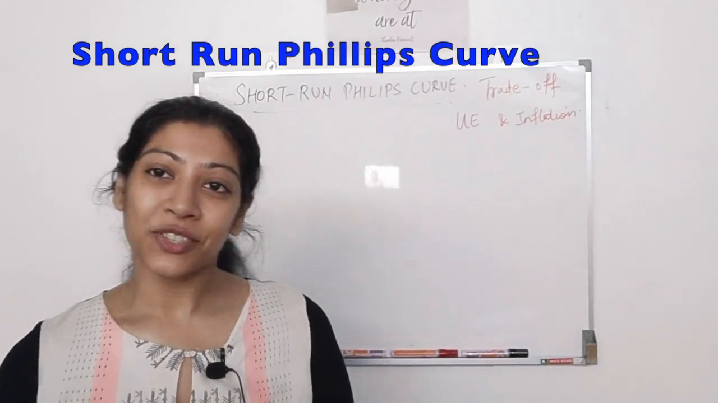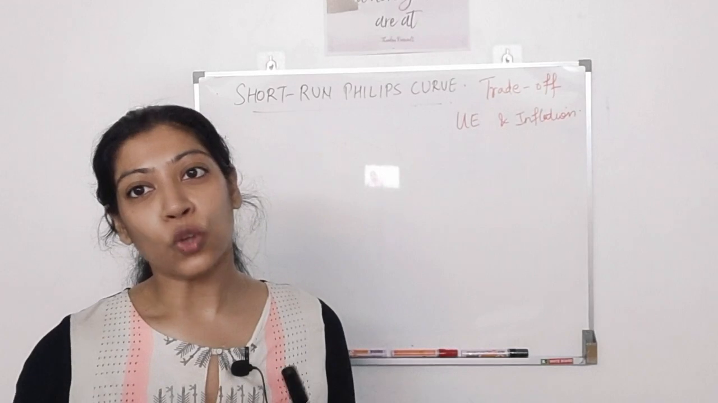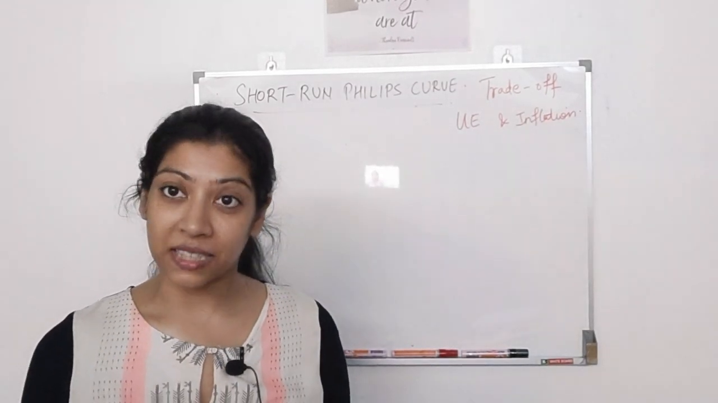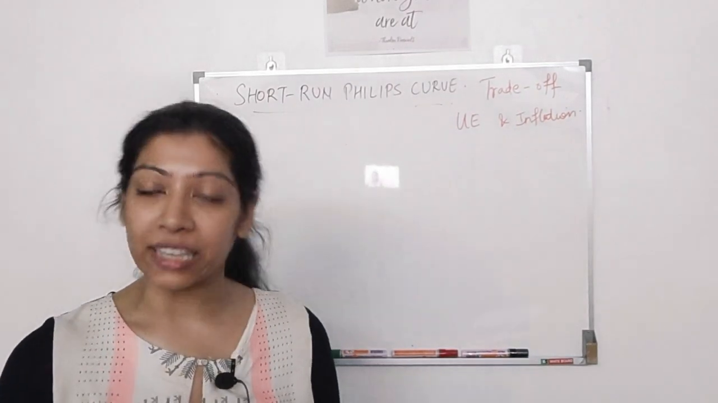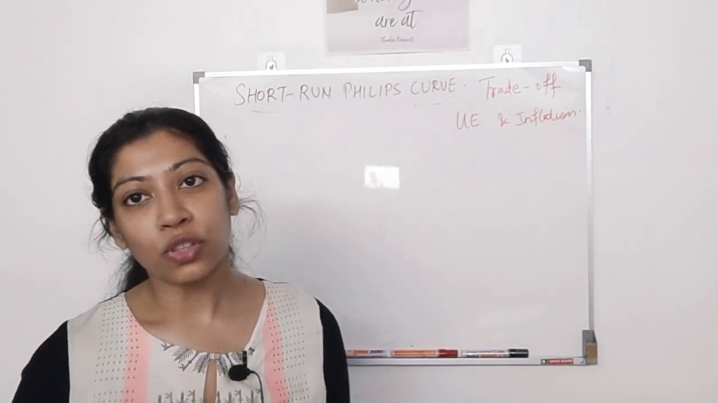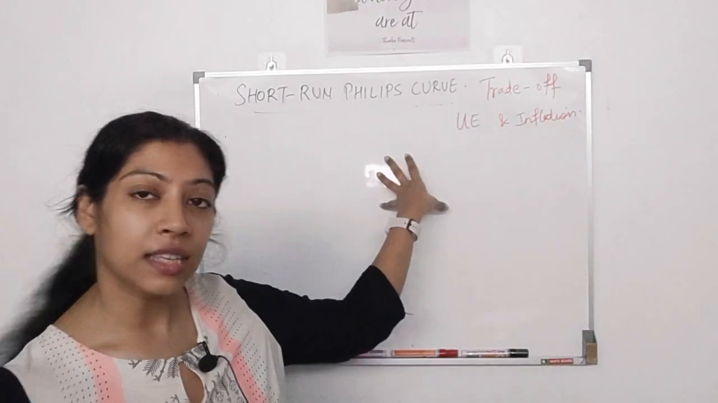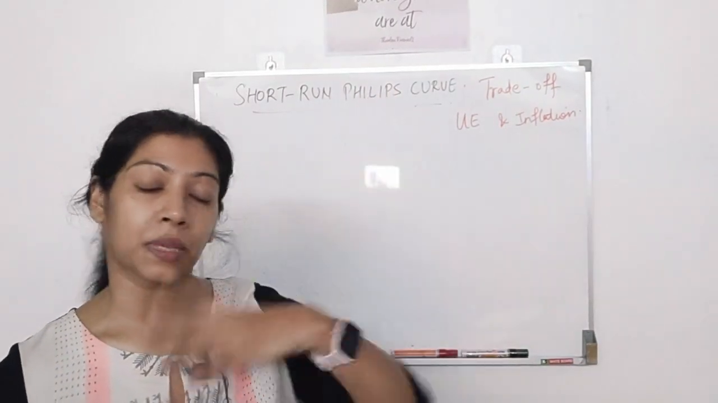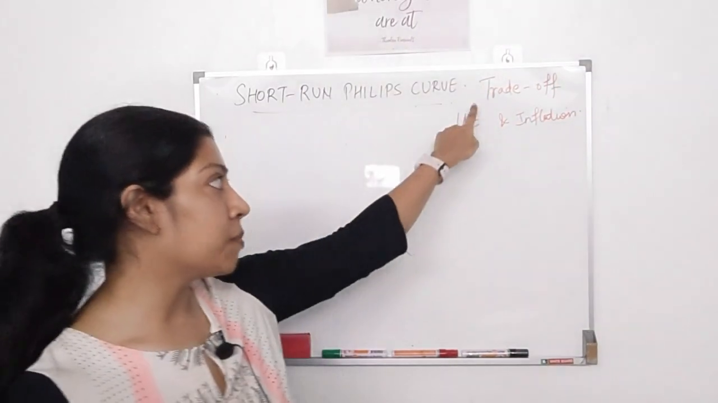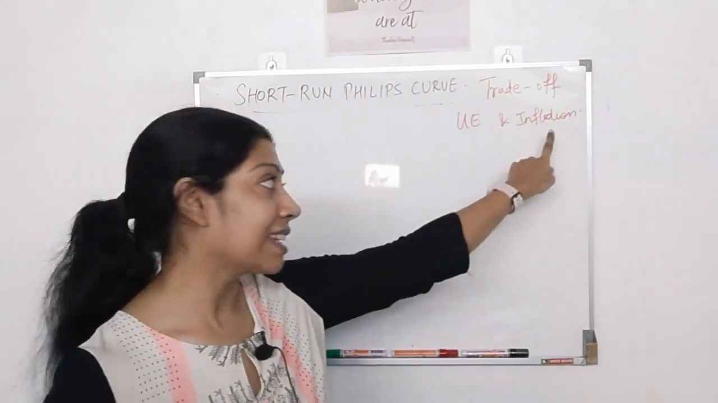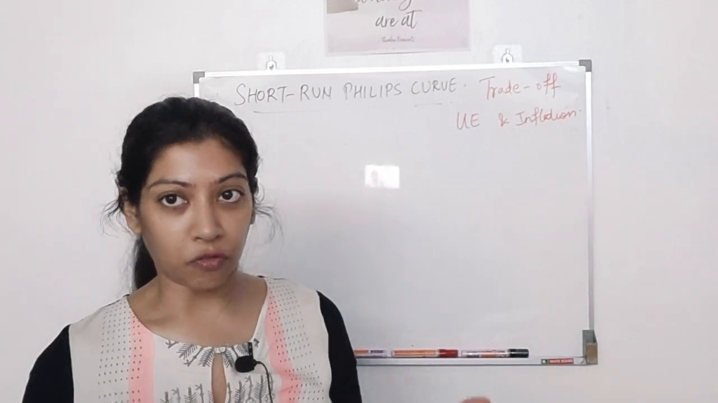Hi everyone, so in today's video we are going to be talking about the short-run Phillips curve, what it really is and what it shows, how do we draw it, etc. The short-run Phillips curve came about in the 1950s to talk about the trade-off between unemployment and inflation, because there is a trade-off between them.